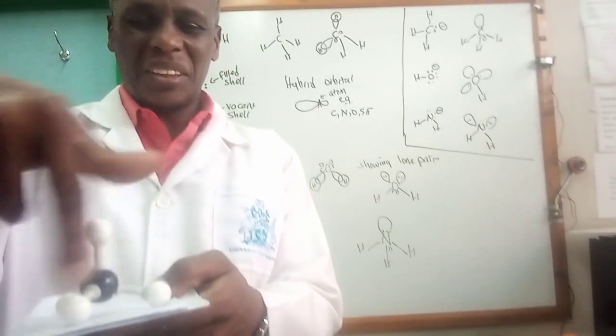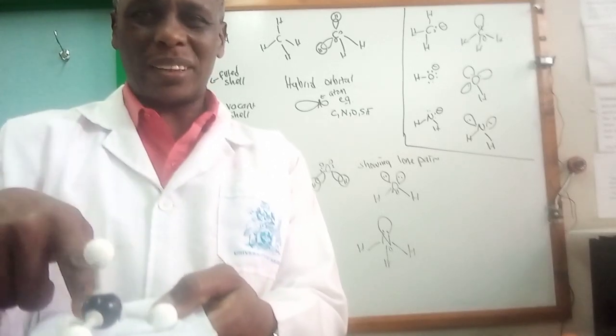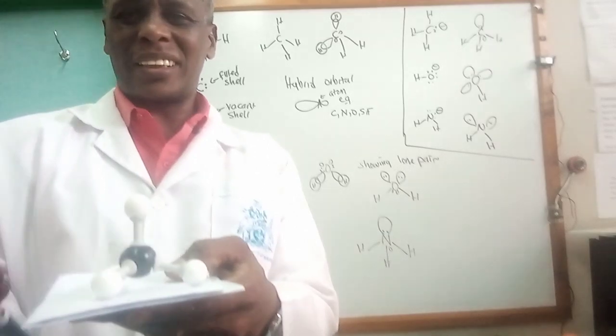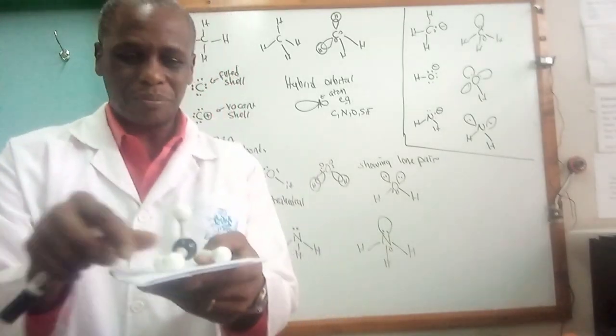It means that if I put it flat, there will be a triangle at the bottom, and then there's this apex here. So it's like a tetra pack. Can you see well?